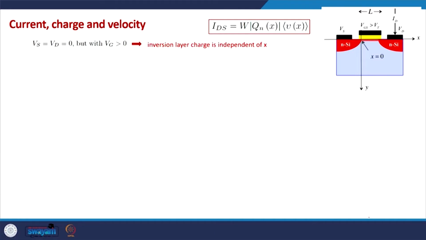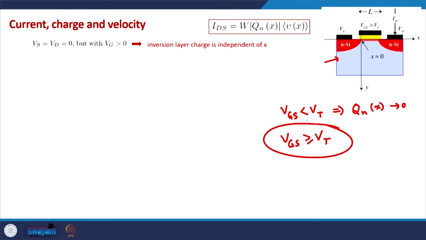Now, let us quickly come back to the traditional treatment of IV characteristics. Generally, it is assumed that in a MOSFET, when the gate voltage VGS is less than the threshold voltage, the channel charge is negligible, or extremely small, tends to 0, and the charge appears only when the gate voltage is greater than or equal to the threshold voltage.